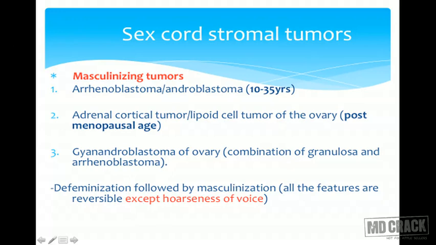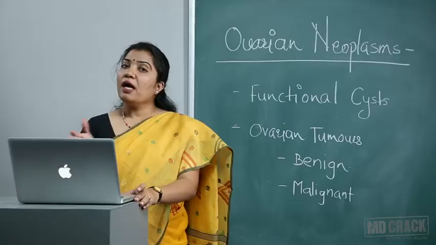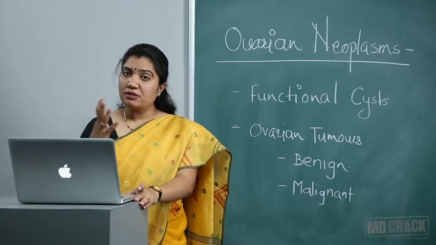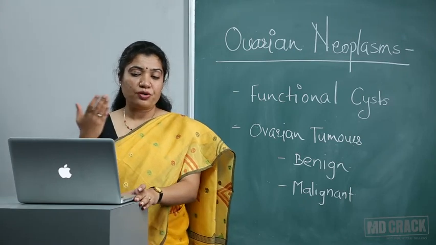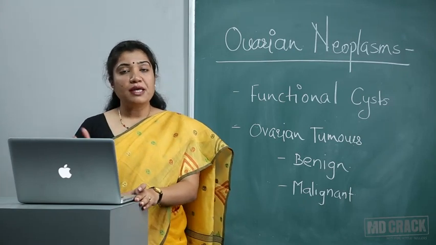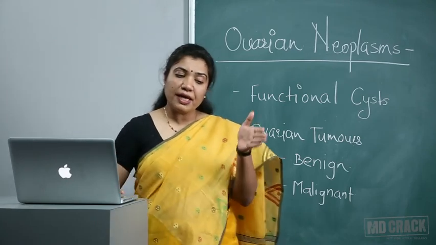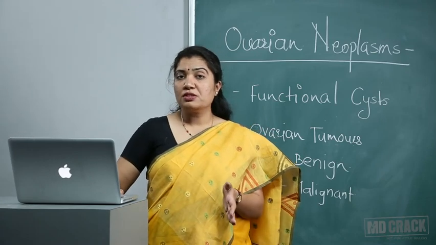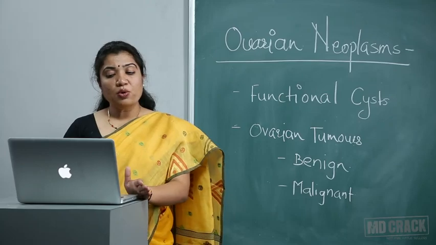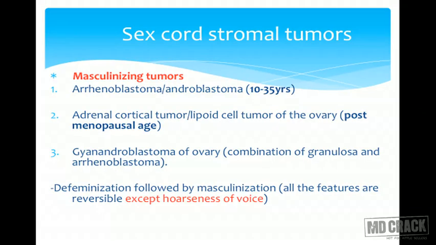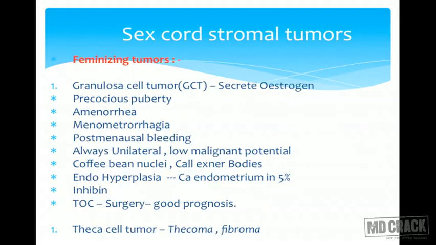What are the signs? There would be change in the body contour, flattening of the breast, increased hair growth, hoarseness of voice. As we treat the patient, whenever this tumor is removed or this source disappears, then all these changes are reversible. The body contour will again become feminine, there would be growth of breast, and these changes will go back, but the non-reversible feature is hoarseness of voice. Even after treatment, hoarseness of voice does not change.